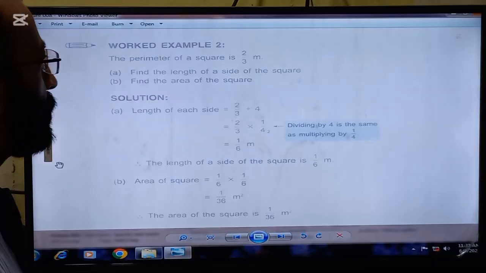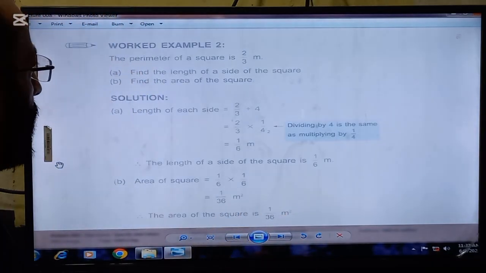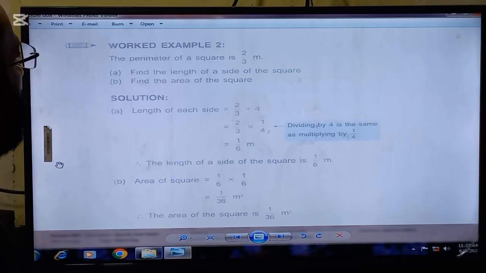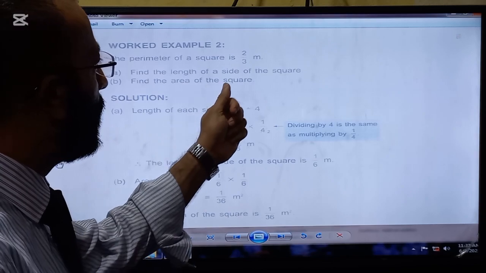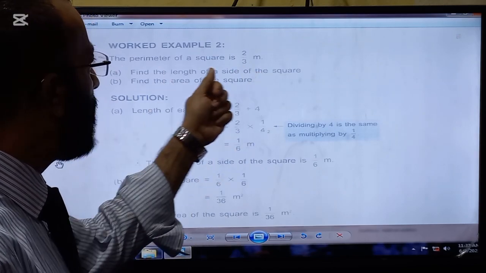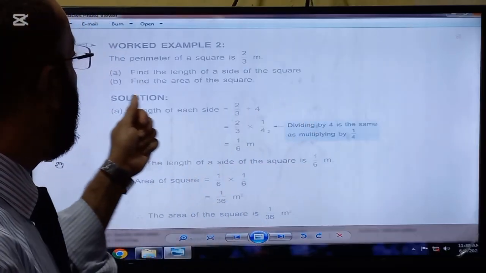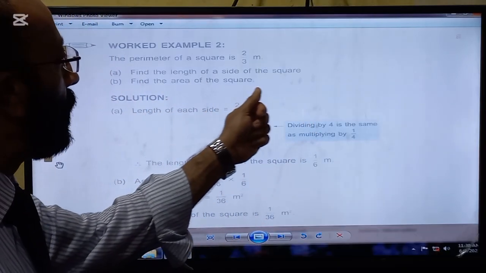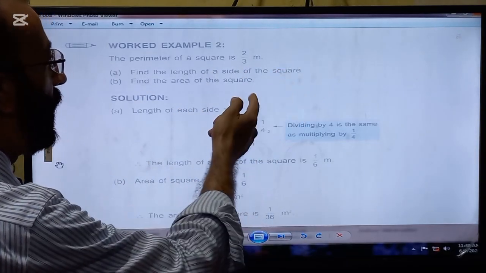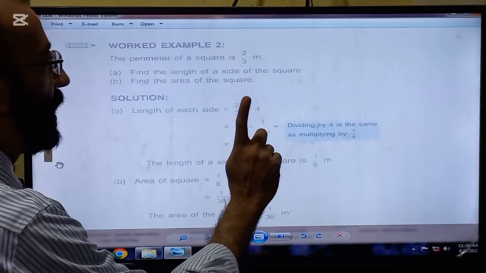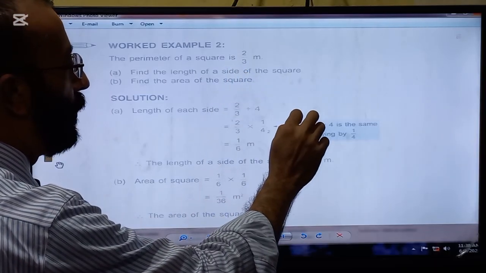Here is another question. Some small techniques will be used in this question as well. So be ready, be careful, be attentive. The statement of the question is: the perimeter of the square is 2 by 3 meters. The perimeter of the square is given, that is equal to 4L, and the requirement is to find the length of the side of the square. So if the perimeter is given, that is equal to 4L, and the length of one side is the requirement, we will divide the perimeter by 4.